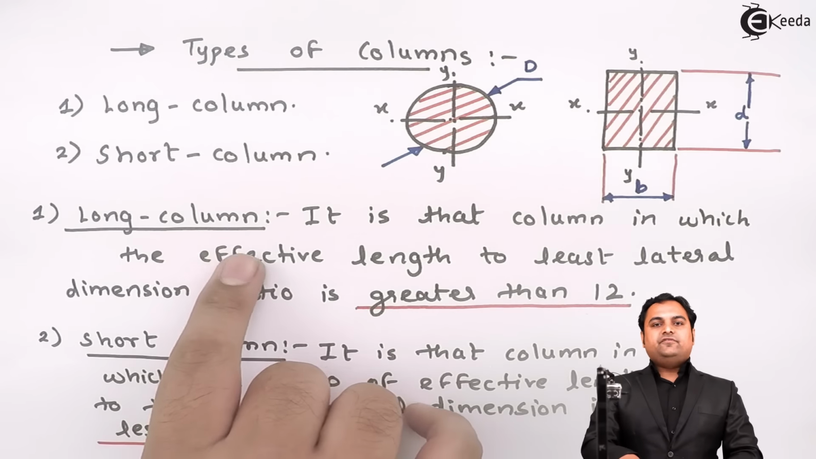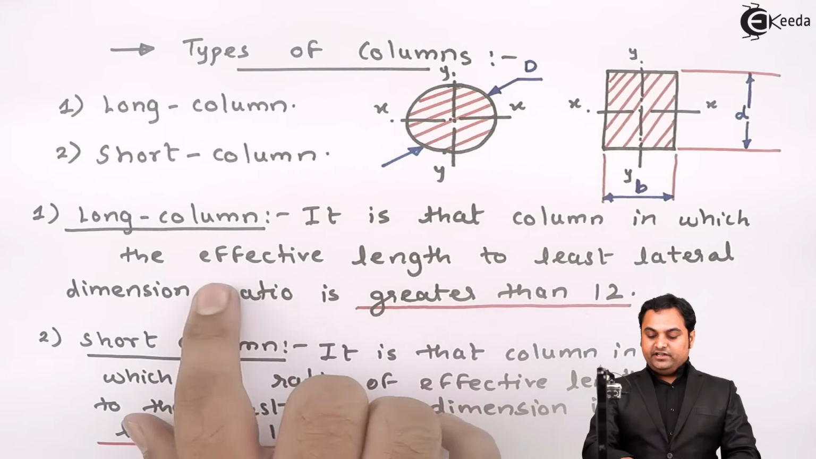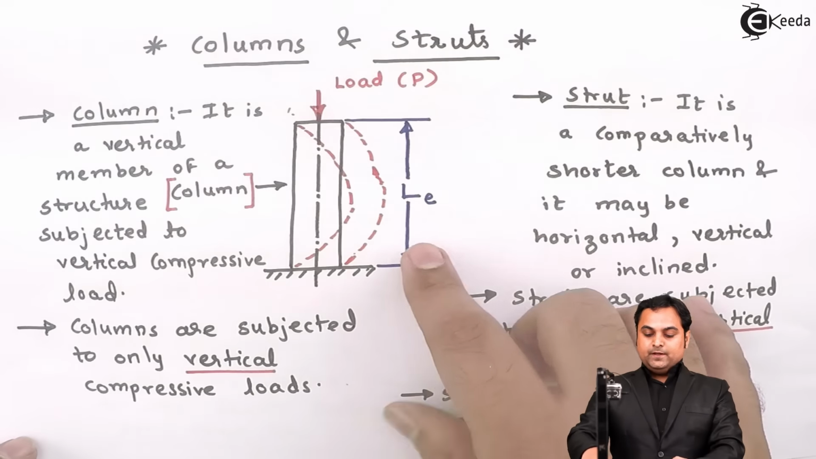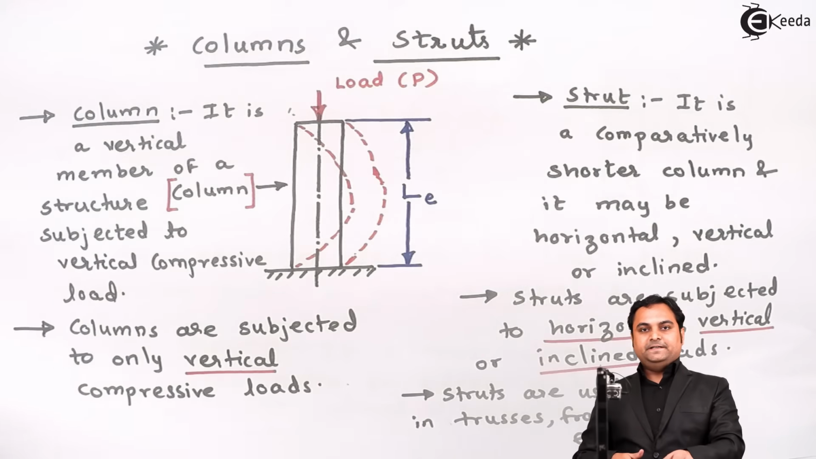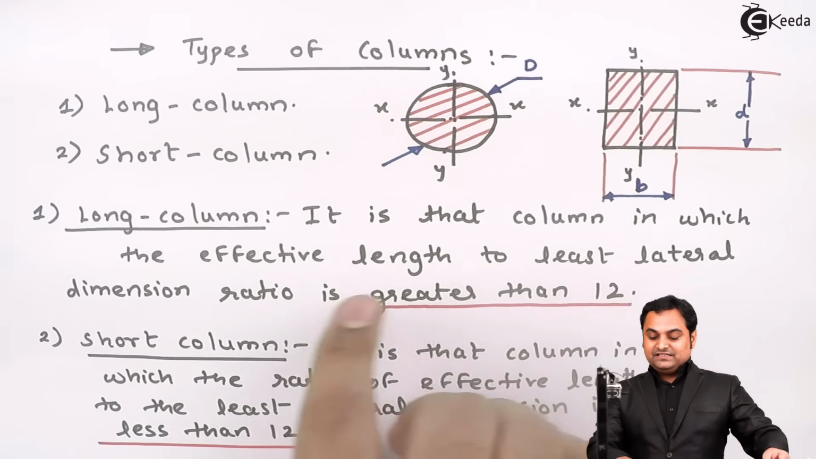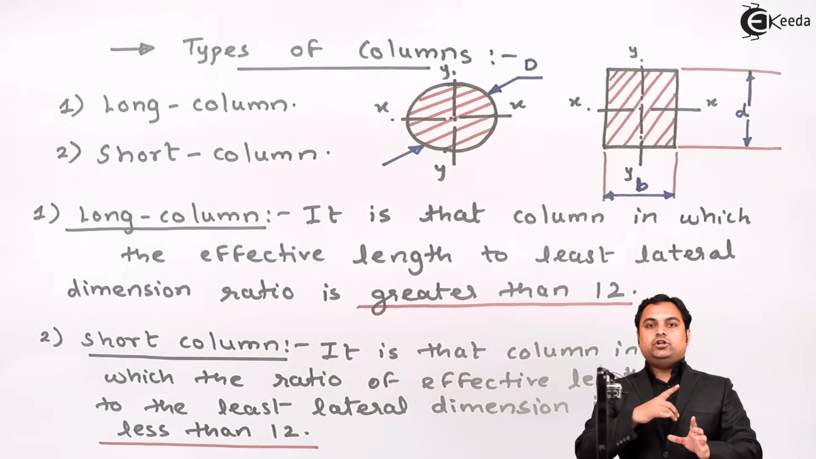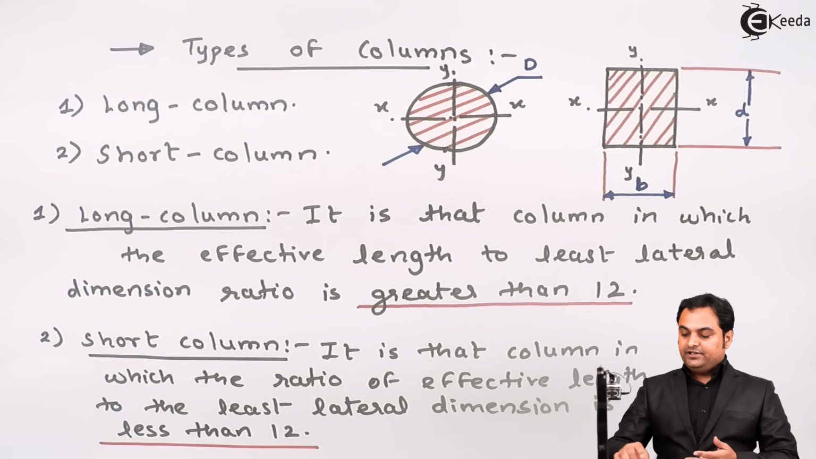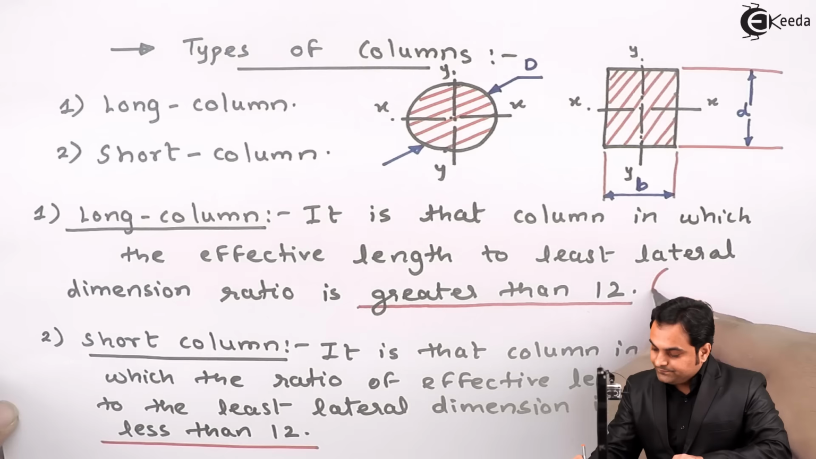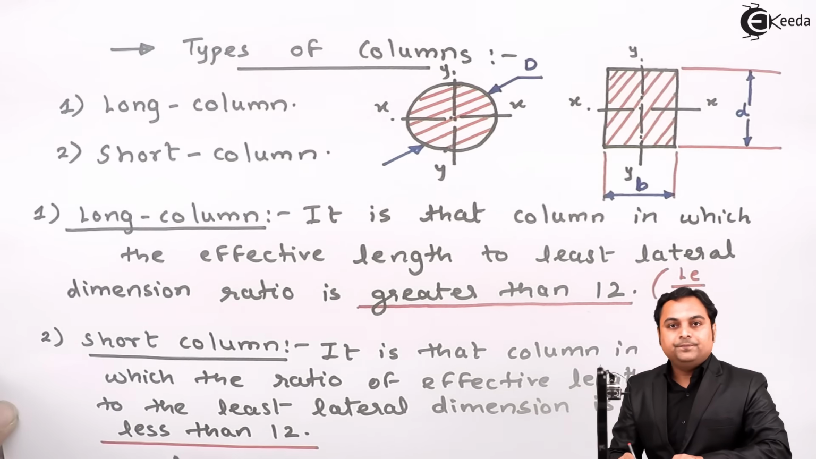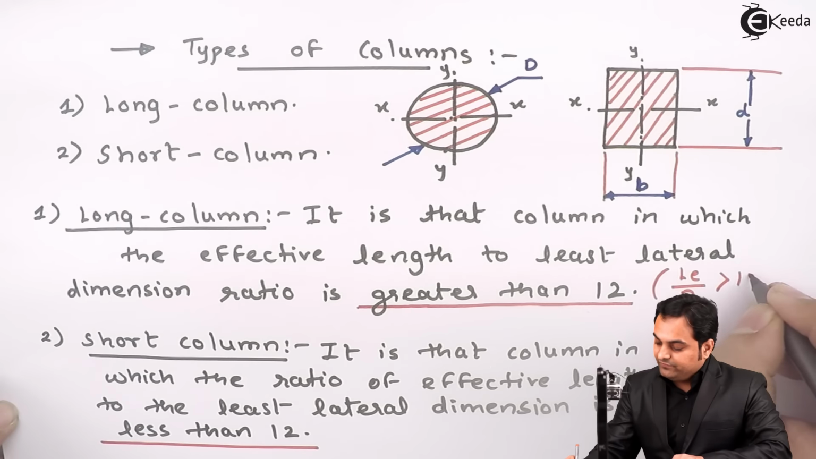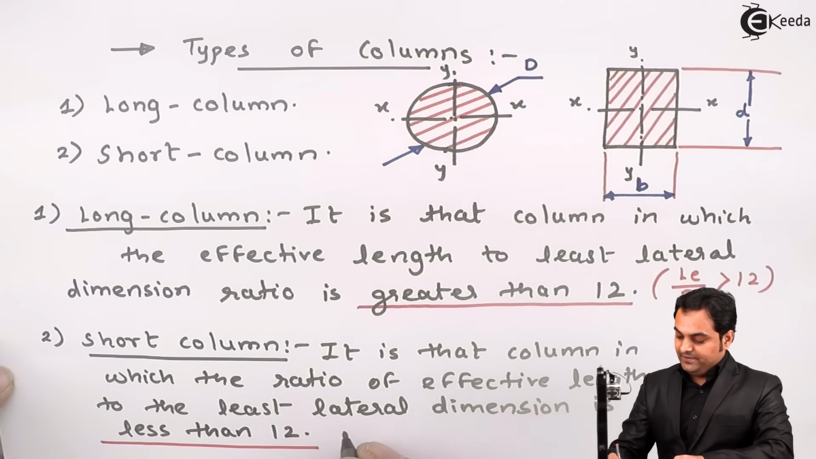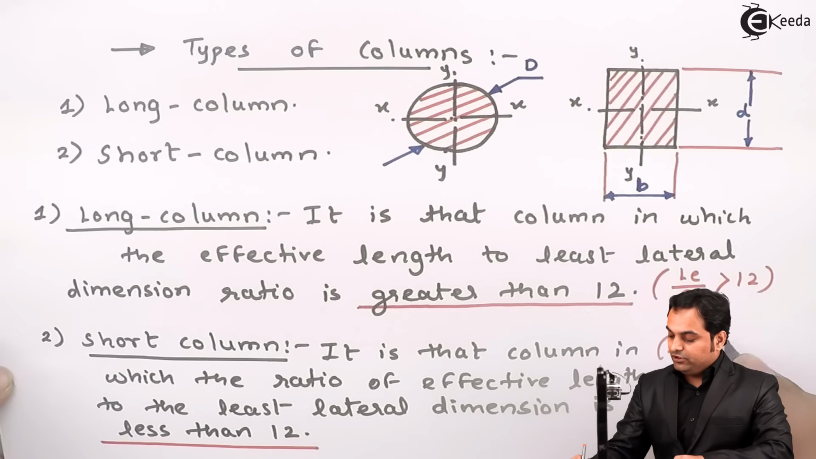Now, for the long column definition, I have written that it is that column in which the effective length, which I have shown as the length of the column which is bending, so this actual length is the effective length which takes part in bending, to the least lateral dimension. If I consider the circular column, the lateral dimension is the diameter. So if the ratio of effective length to the lateral dimension is greater than 12, then we will say that it is a long column. Similarly, for the short column, the ratio of effective length upon diameter will be less than 12.